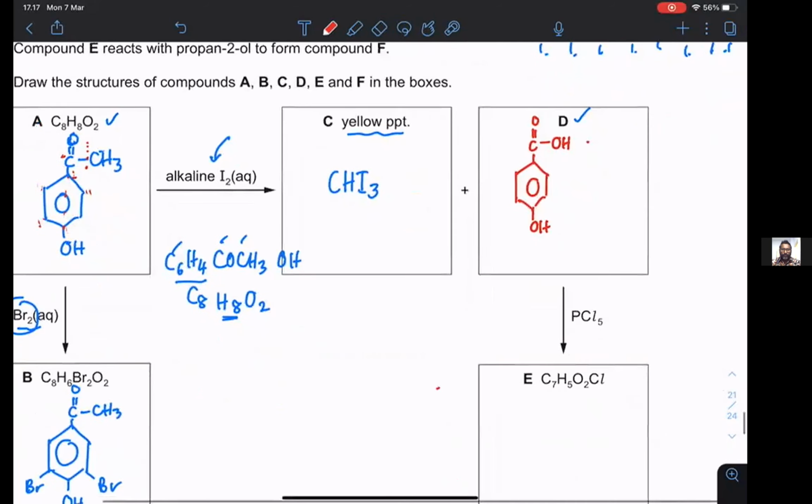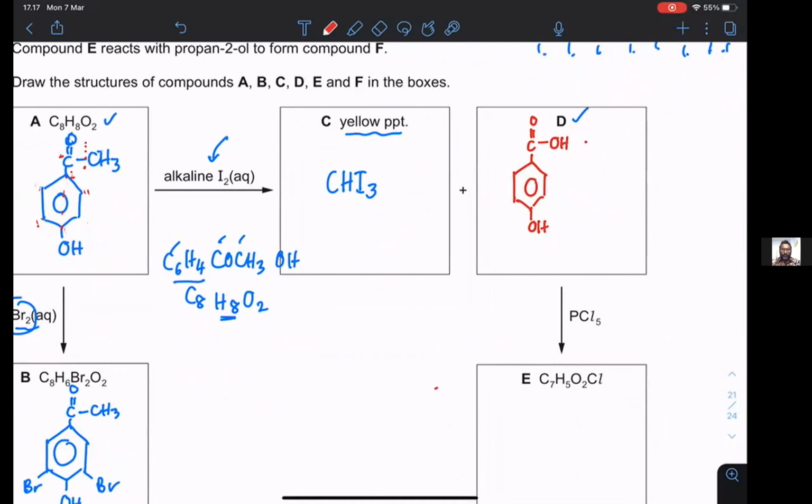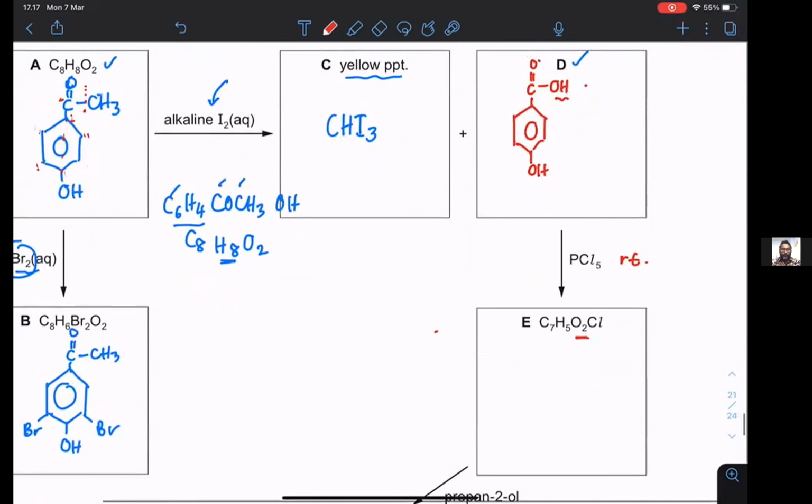And then finally you react with PCl5. The moment you react with PCl5, this carboxylic acid is the one that normally will be replaced by the Cl. This PCl5 is at room temperature, so it will not react with phenol. So carboxylic acid does react with PCl5. When they react, the oxygen is going to remain as 2, no longer 3. So the oxygen is 2, and then 1 Cl went in. So E will be this one. I'll put C double bond O, and then this is Cl, and then I put an OH over there. This is the structure.